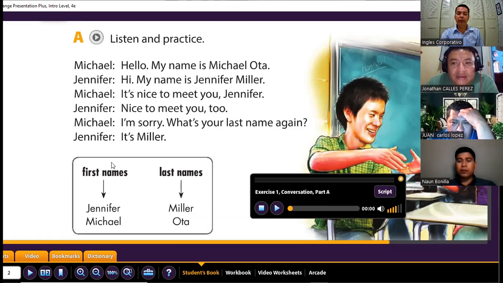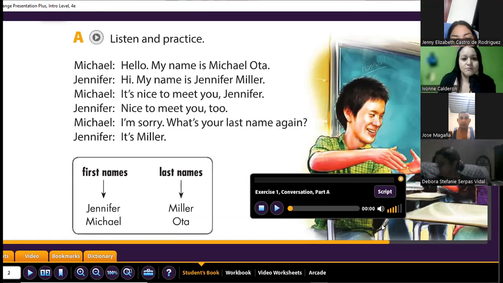It's Miller. So we have here first names: Jennifer, Michael, Jonathan, Naum, etc., etc. First name, right? Last names: Calles, Lopez, Bonilla, Magaña, Serpas, etc., etc. Last name, right? So we're going to practice this conversation.